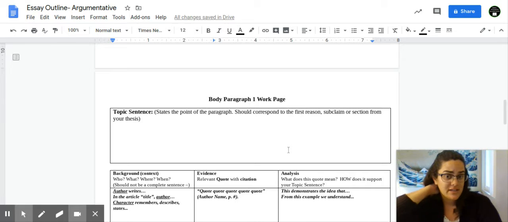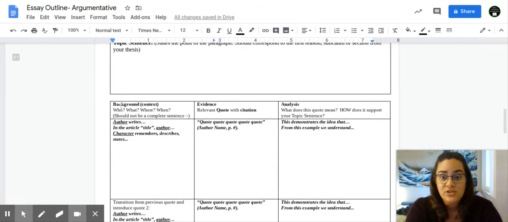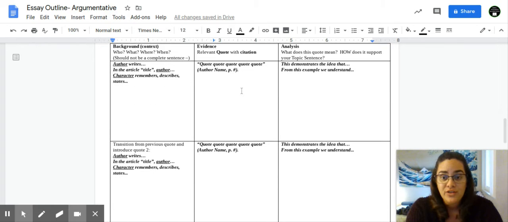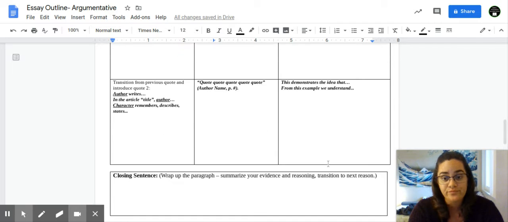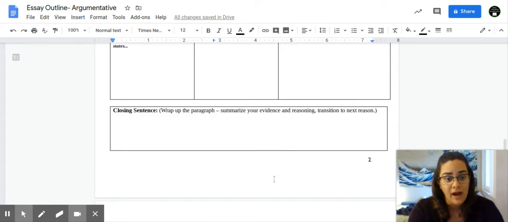The next paragraph is going to be your body paragraph. You're going to start with a topic sentence. Then you need to support this idea with 2 pieces of evidence from 2 different articles. So they both can't be from the same article. You got to pull from different things. You're going to give the background, the context, then the evidence, and then the analysis. And you're going to do that 1 more time. You're going to end with a closing wrap-up sentence at the very bottom, at the very end of your first body paragraph.